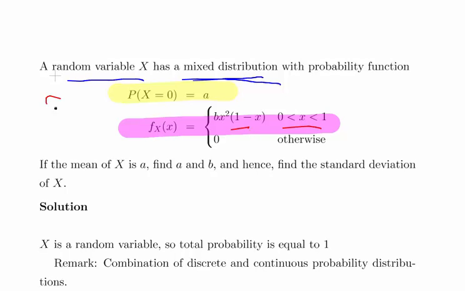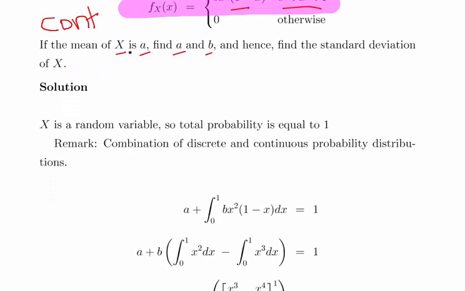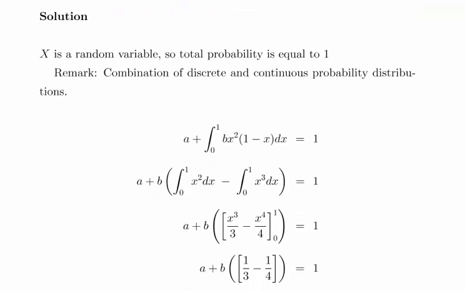Okay, so it's discrete here and continuous here. Essentially we join them into one overall probability distribution. If the mean of x is a, find a and b, and hence the standard deviation of x. Now, this just happens to have the same value as the probability value above, just to make life easy for ourselves, really.